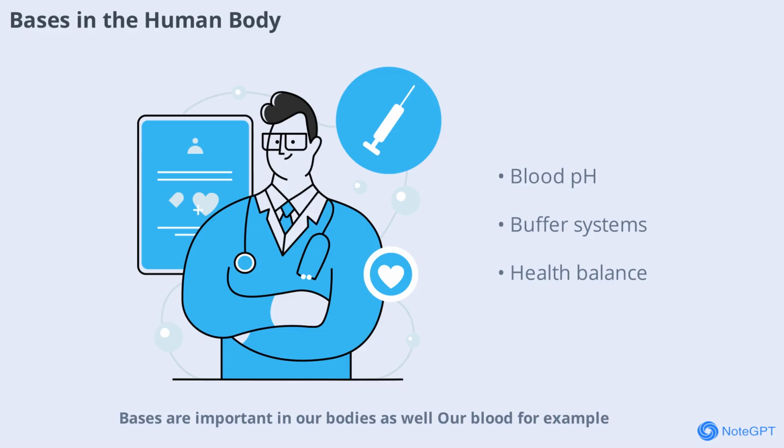Our blood, for example, is slightly basic with a pH around 7.4. This balance is vital for our health. If the blood becomes too acidic or too basic, it can cause serious health problems. Our bodies have natural systems to keep this balance using buffers that neutralize excess acids or bases. So bases help keep our internal environment stable and healthy.